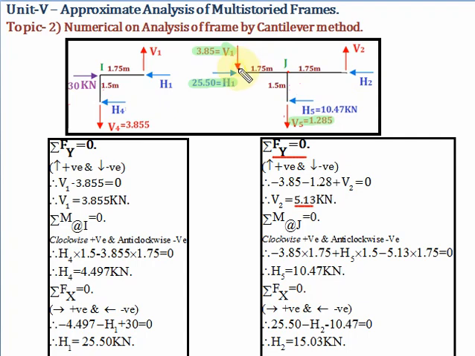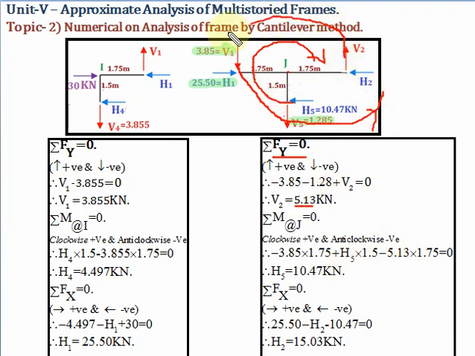Okay, so here what is the sign convention? Clockwise positive, anti-clockwise negative. Now V1 is acting in anti-clockwise direction, so minus 3.85 into 1.75. So H pi is acting in clockwise direction, so positive H pi into 1.5.